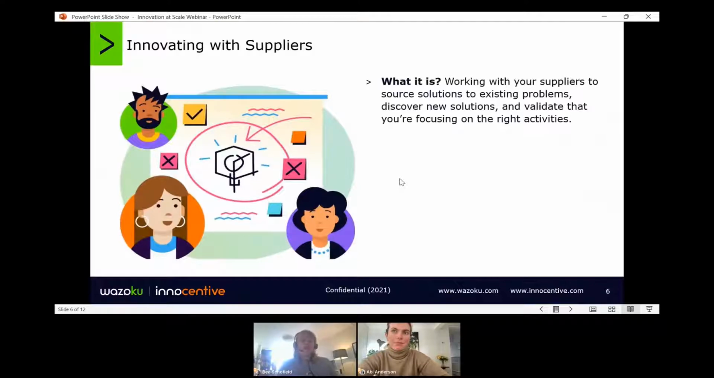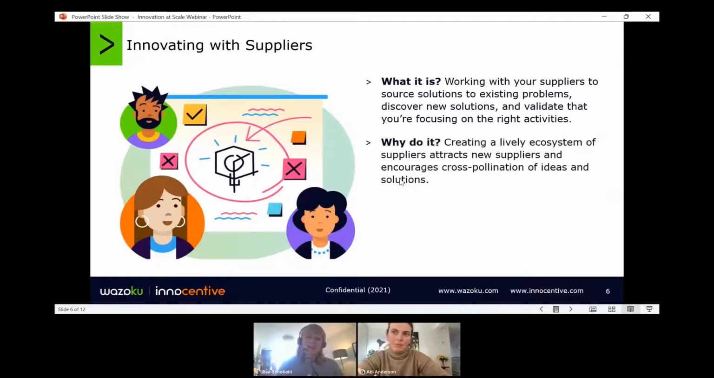So when it comes to innovating with suppliers, we're going to talk about that first. What we're really talking about is sourcing solutions, be that to your existing problems that you know about, or trying to find potentially new solutions that you don't know about, more as a scouting and research exercise, and validating often that what you are focusing on are in fact the right activities. Of course, your suppliers won't be supplying just to you, they may be supplying to your competitors as well. So it's a really important audience for you to work with and collaborate with to make sure that what you're doing is in fact on track.